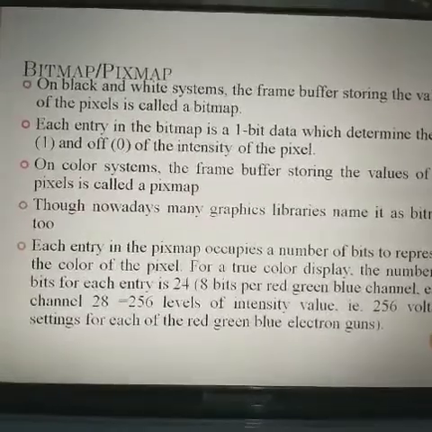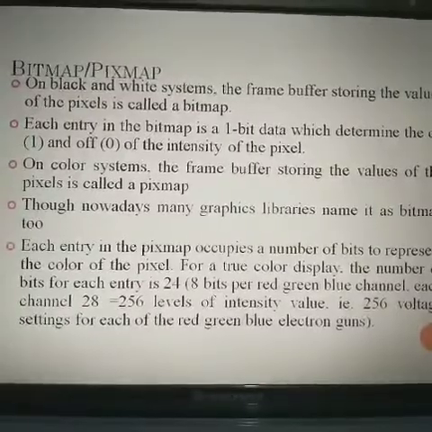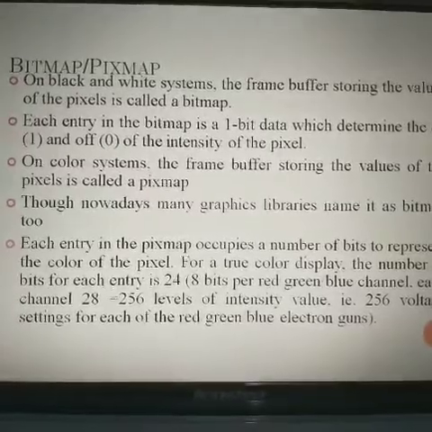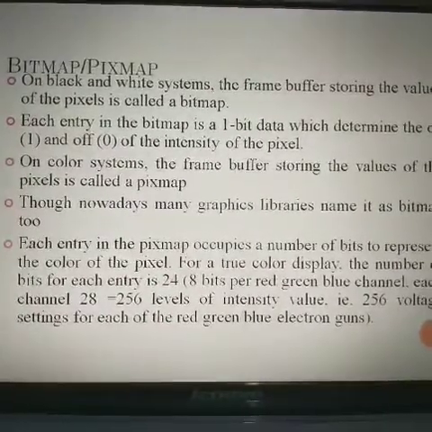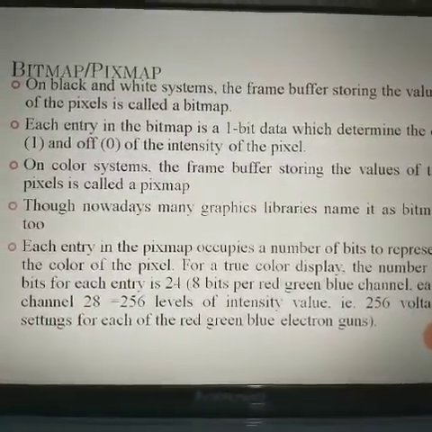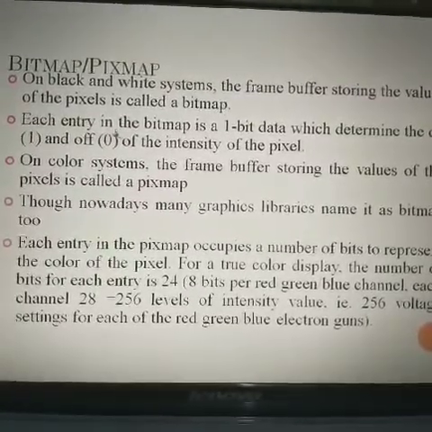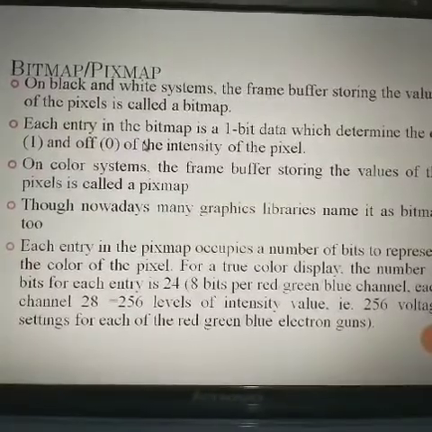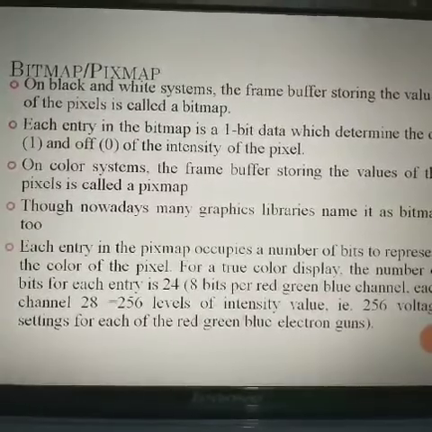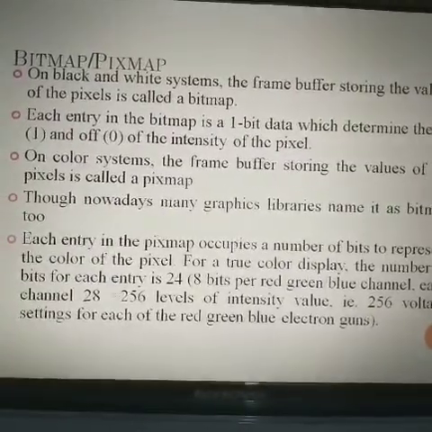Next, there are some points like the bitmap and the pixmap. What is the bitmap? We know that raster graphics are also known as bitmap graphics or bitmap images. So why are these called bitmap? Because a number of bits are used. On a black and white system, the frame buffer storing the values of the pixel is called a bitmap. Each entry in the bitmap is represented in bits, 0 and 1, which represent the intensity of the pixel.